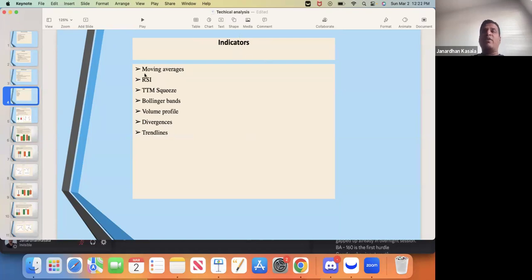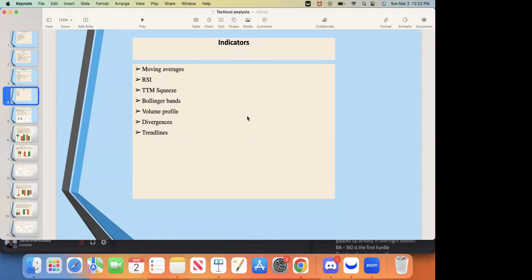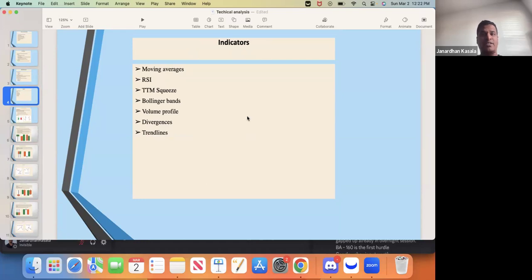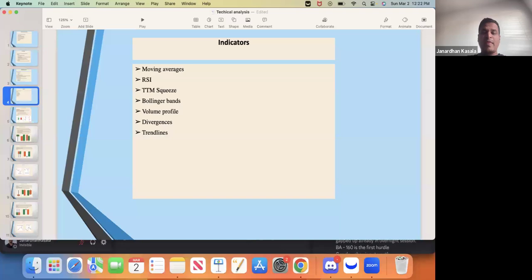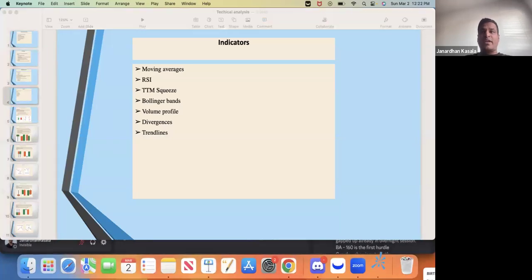If you are someone who's going to rely on indicators, you say, I don't want to read the chart on my own, give me some indicators which tell me where to buy and where to sell. There are hundreds or even thousands of indicators. Go to Think or Swim. There are thousands of indicators you can use.